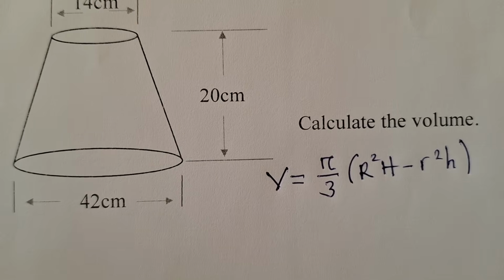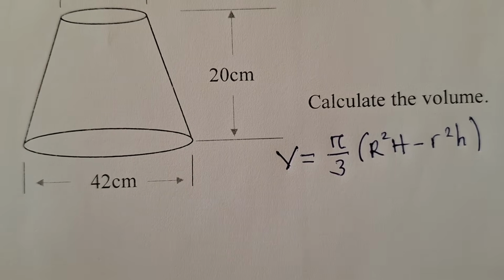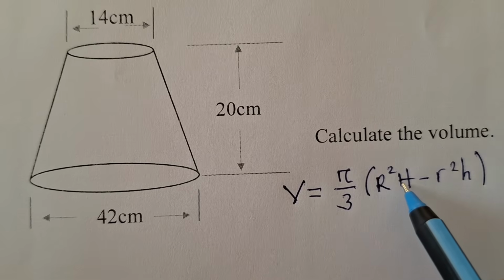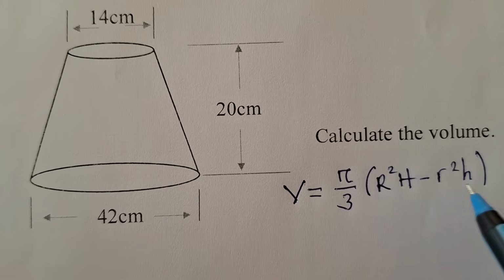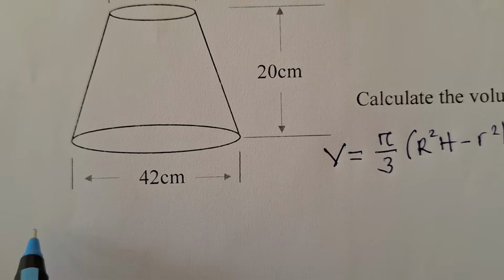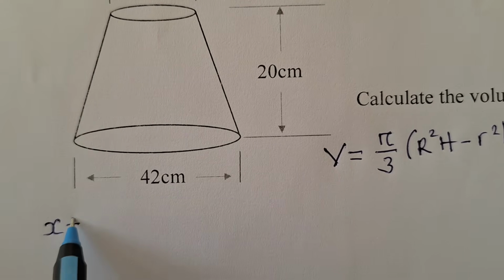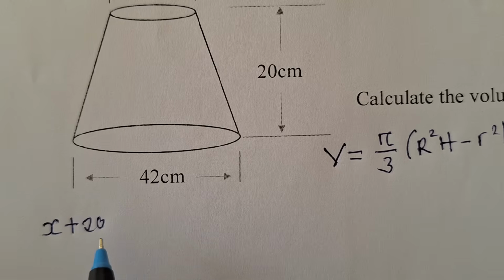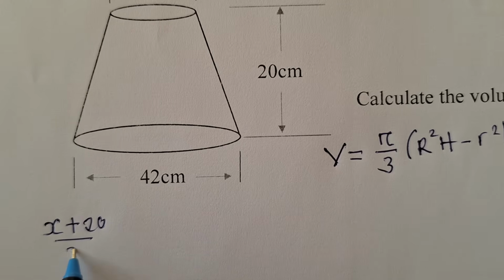Okay, so now out of this volume, we are supposed to find the H, capital letter H here, and small letter h. So let me show you how to find capital letter H. To find capital letter H, you're going to say x plus 20 over x.